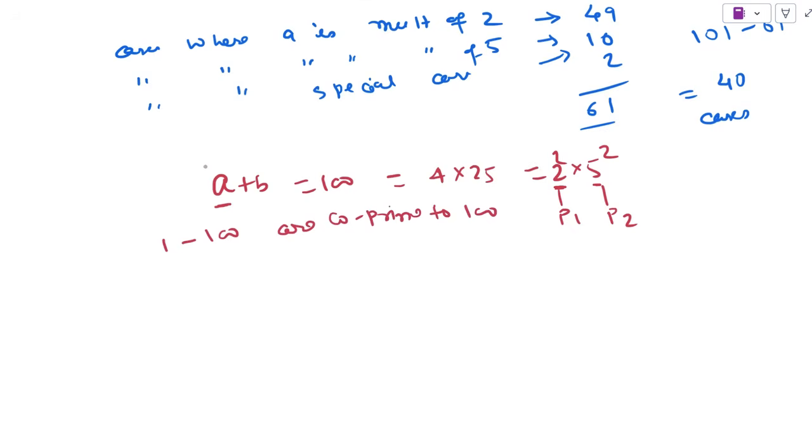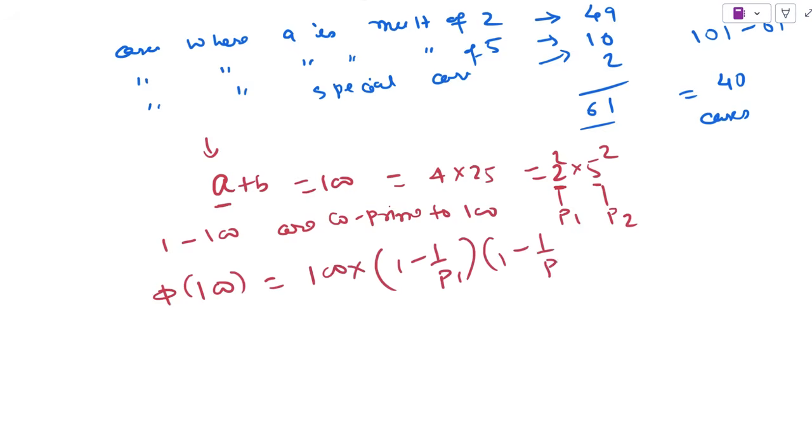Only those numbers, if you put here at A, will give me cases where A, B are co-prime, as we have seen earlier. So to find out those numbers and those cases, we have to use the totient function of 100, which says you write 100 and then 1 minus 1 by P1 and 1 minus 1 by P2. P1 and P2 are the prime numbers used in the factorization of 100.